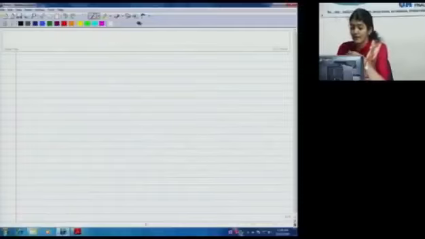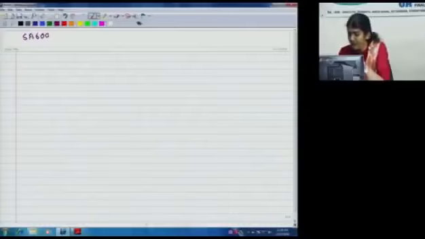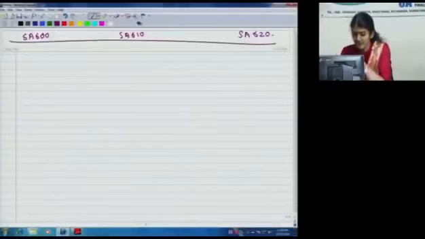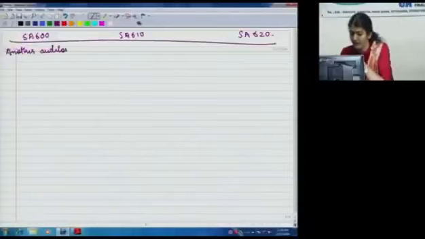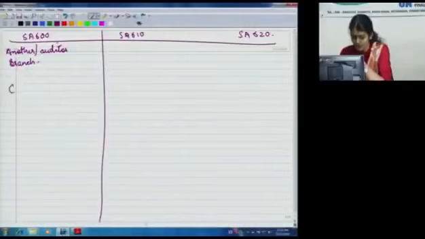Then we came to SA 600, then SA 610 and then SA 620. Right, SA 600 is regarding using the work of another auditor. This another auditor means the branch auditor, right? And what were the points for the branch auditor? C cube ADV. What was C cube ADV?